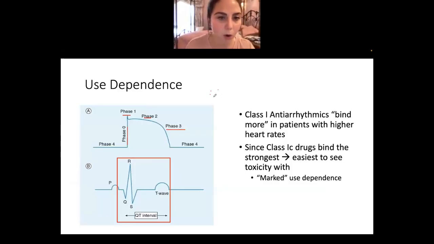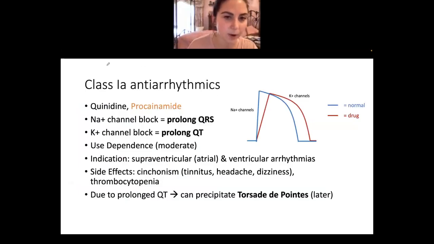So the whole idea of use dependence, hopefully that makes sense. It's binding to these sodium channels that are open or inactivated. They're just in use in some way. The M gate is open.